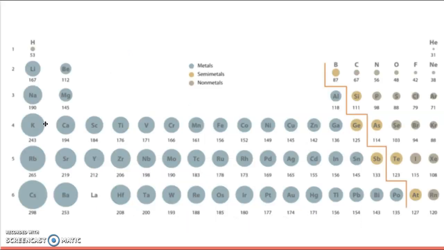As I go across, though, they get smaller because I'm able to hold my electrons closer to my nucleus. So my biggest element down here on this periodic table is cesium. On your periodic table, it's francium, Fr. That one right here is going to be my biggest element. And my smallest element is helium.